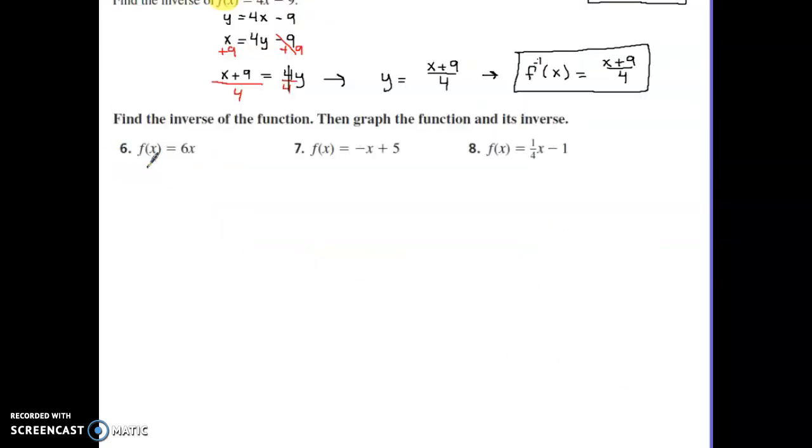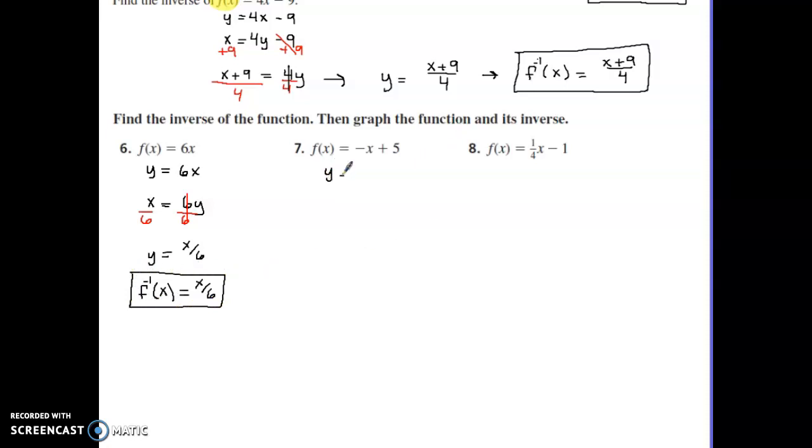I'm going to start by writing this as y equals 6x. I swap my x and my y, and then I go ahead and solve for y by dividing by 6. So y is equal to x over 6. I go back into my f of x notation, and since this is the inverse, I include that -1.